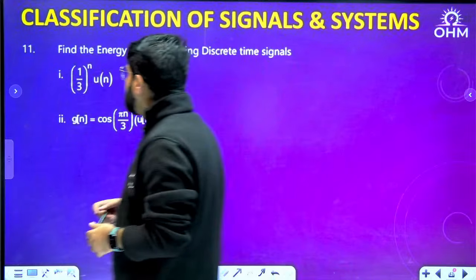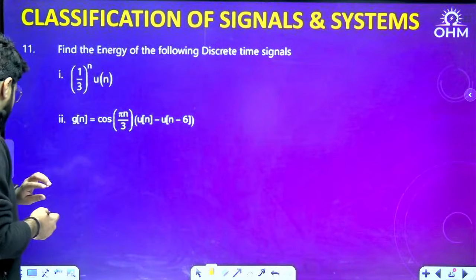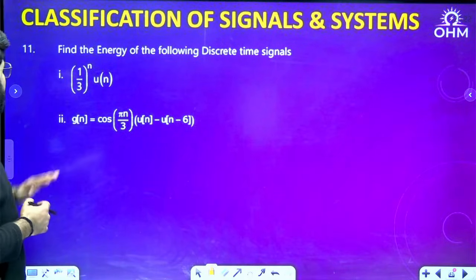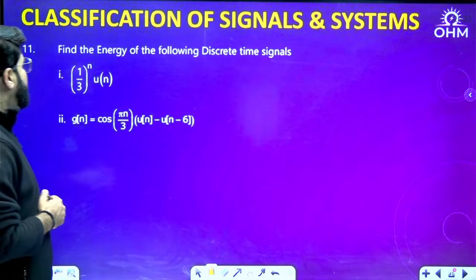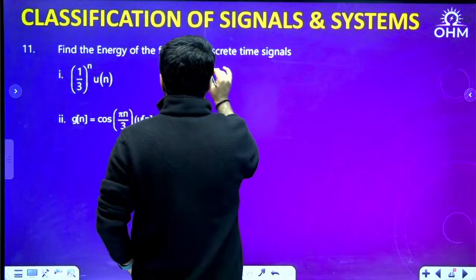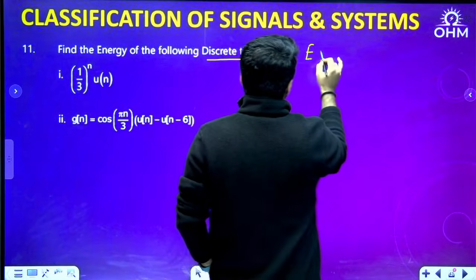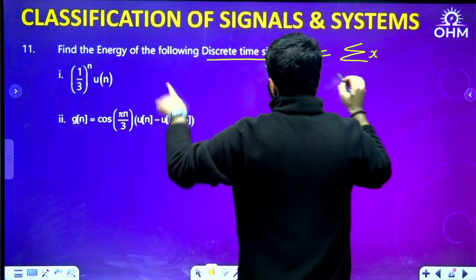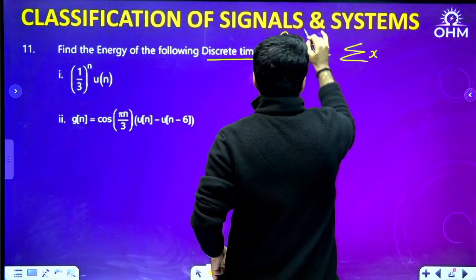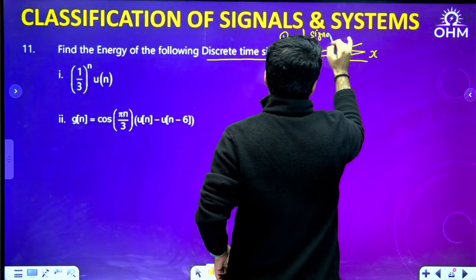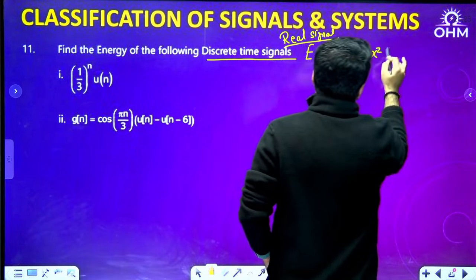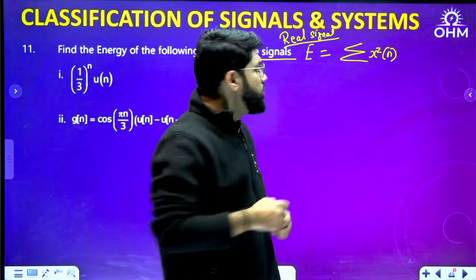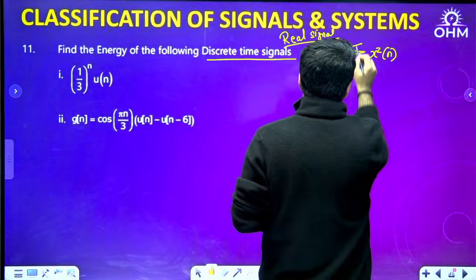Next question number 11, find the energy of the following discrete time signals. Two discrete time signals are given. What is the energy for them? For a discrete time signal, what is the energy formula as we discussed? Both the signals are real signals, there is no complex signal with j mentioned. So energy is simply summation of x square n, otherwise mod x n whole square, generally summation minus infinity to infinity.